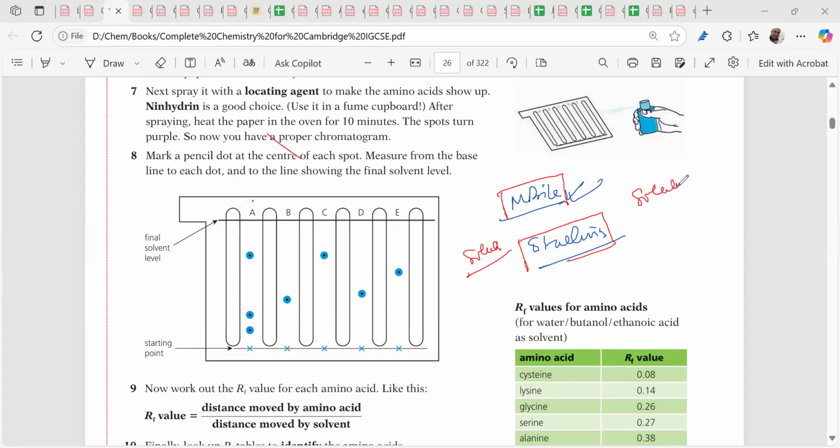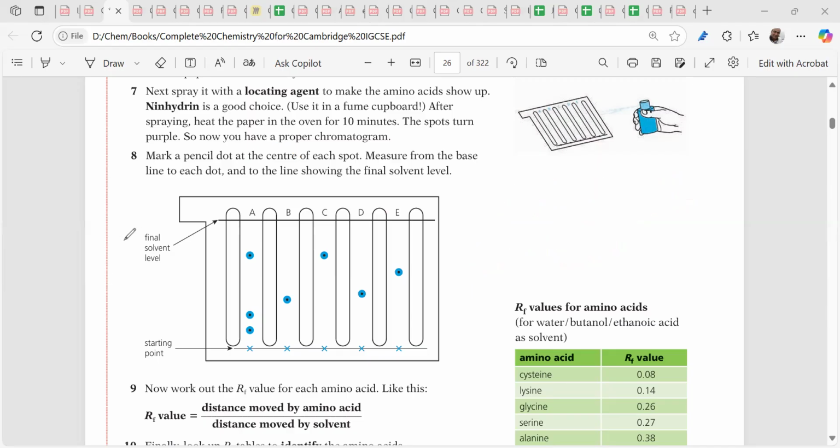Now, opposite will be true. If the solute has got more intermolecular force of attraction with the stationary phase than the mobile phase, will it travel slower or faster? Please tell me. Very good. Did you get my point? Absolutely easy, this bit of the A level chromatography.